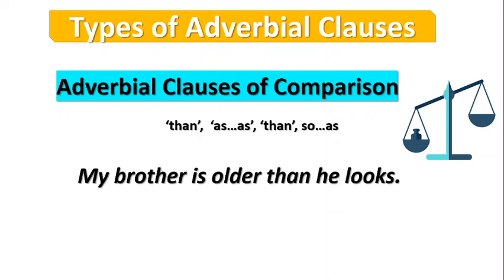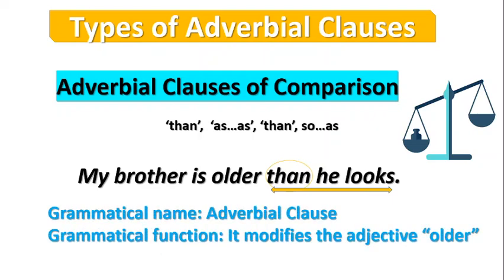If you are able to spot the conjunction, then you are good to go. Done. Good. So you could say my brother is old. That is the main clause. My brother is old. But because of comparison, we have to change the word old to older. My brother is older than he looks. So we say the grammatical name is what? Adverbial clause. And it modifies the adjective older.